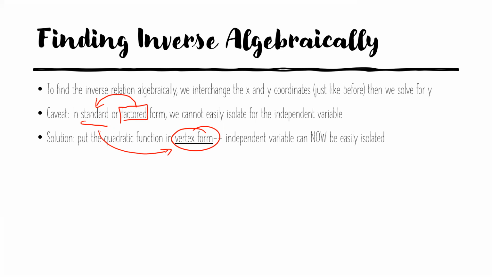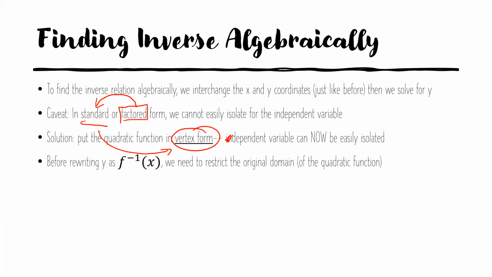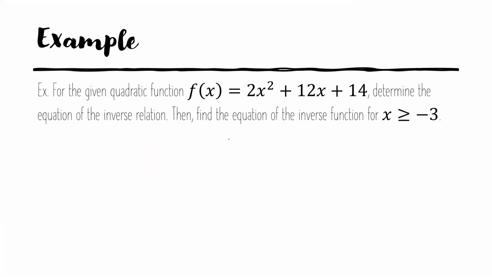We completed the square. So in this case, we can simply put a function into vertex form if it's not already in vertex form, and then we can isolate for the dependent variable. Sorry, not independent variable, I meant to say dependent variable. Then you can isolate for it. So by rewriting y as f inverse of x, we're going to restrict our original domain. Before we even do that, we need to restrict the original domain of the quadratic function itself, right? So we have to restrict it to the left of the vertex or to the right of the vertex. Let's look at an example here.